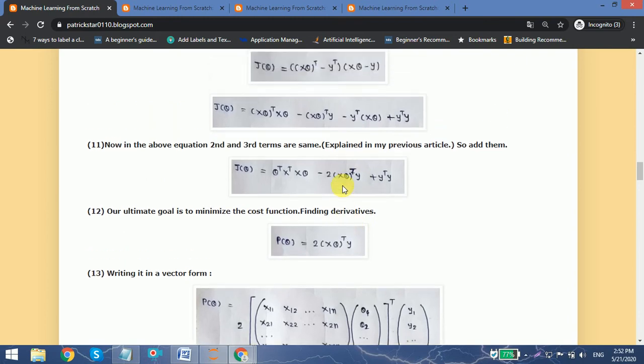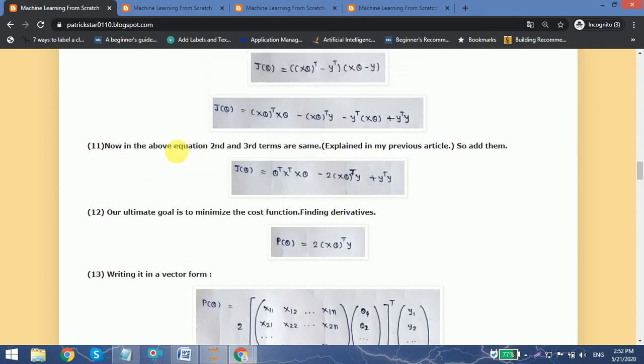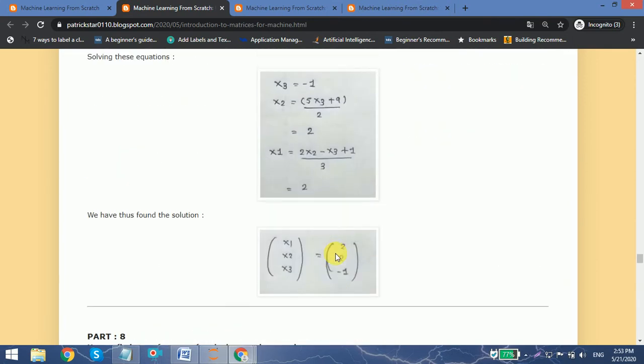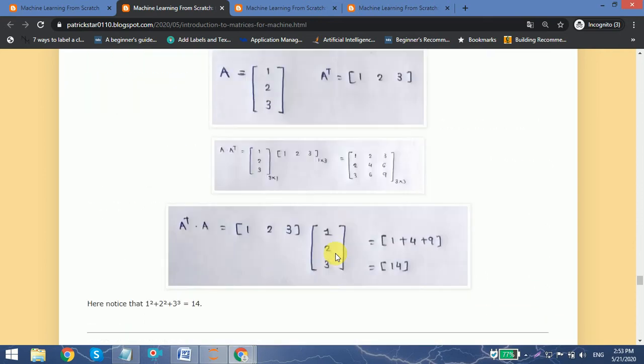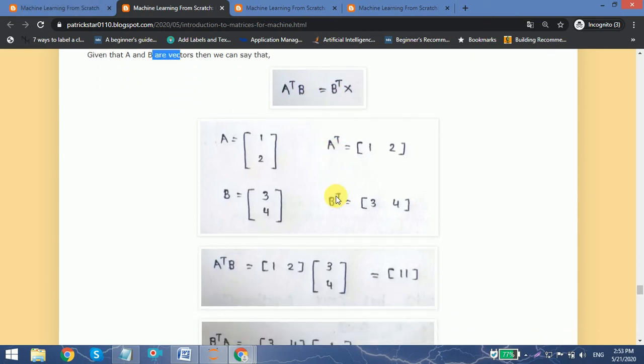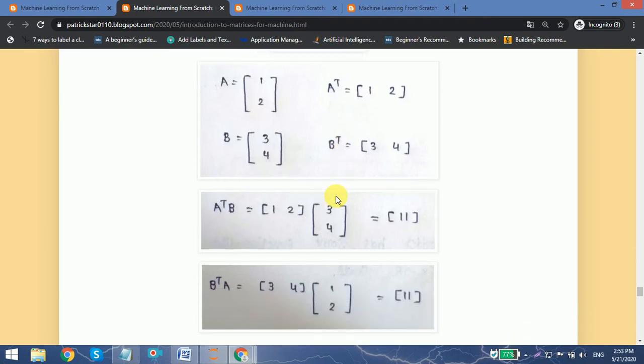Now the 11th point: in this equation, the second and third terms are exactly the same, and so we can add them. Here you can see that here is X theta transpose into y, and here is y transpose into X theta. So the question is how these terms are the same. I've explained it in this video, so we are going to quickly get it. Here it is. It only works when a and b are vectors. Then we can say that a transpose b equals b transpose a, and I have the complete derivation here. As you can see, it is pretty easy to understand.